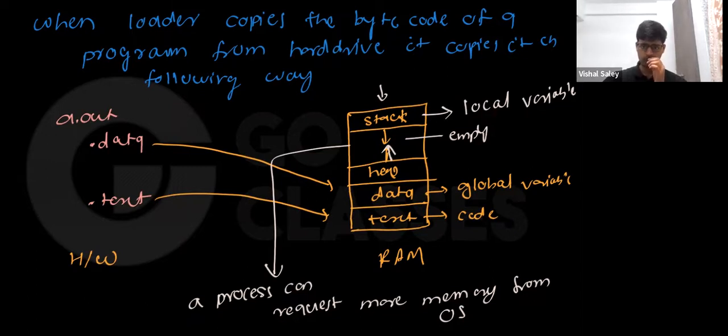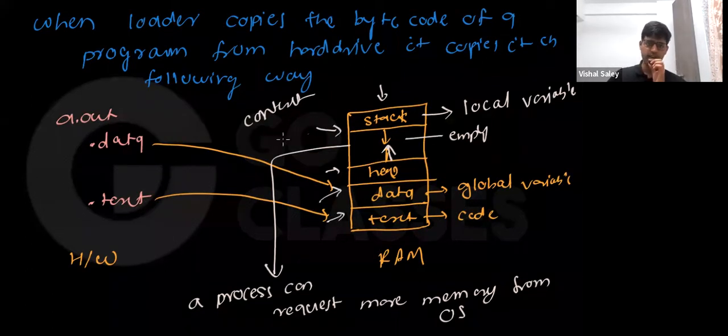So now, this also comes under process context. Where is my stack? Where is my heap? What kind of things have been allocated in the heap? Where is my data section? Where is my text section? All these things again come under process context. Is this understood?